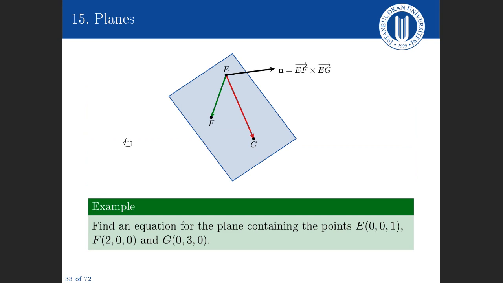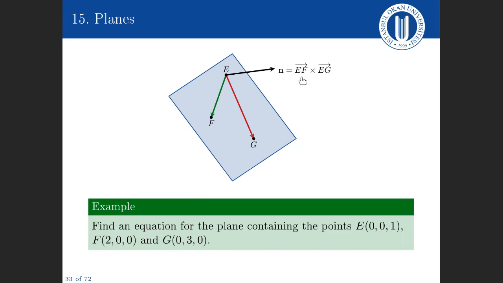For example, find an equation for the plane containing the points E (0, 0, 1), F (2, 0, 0), and G (0, 3, 0). We need a point on the plane. We've got three of them. We can choose any one of these that we want. And we need a vector which is orthogonal to the plane, or perpendicular to the plane, or normal to the plane.